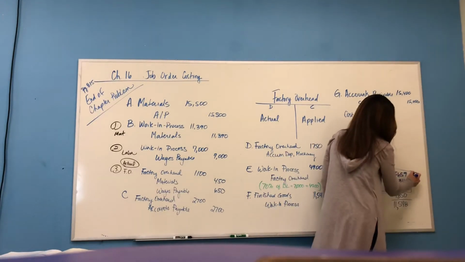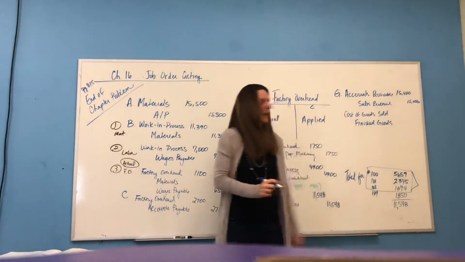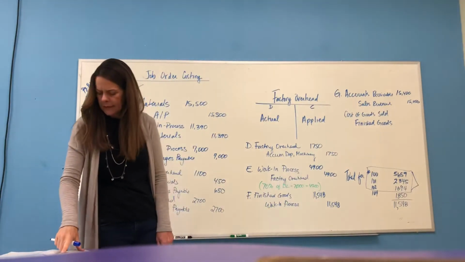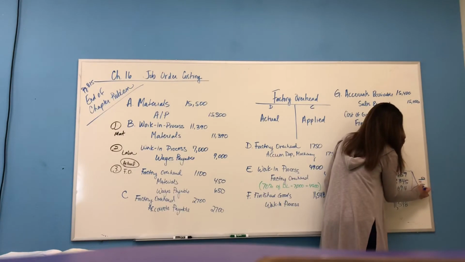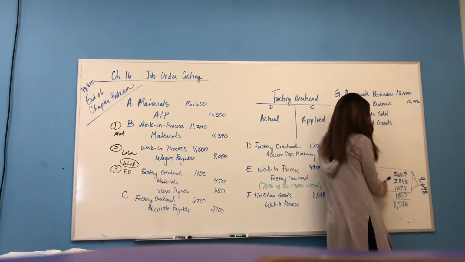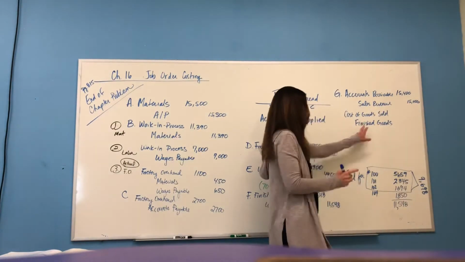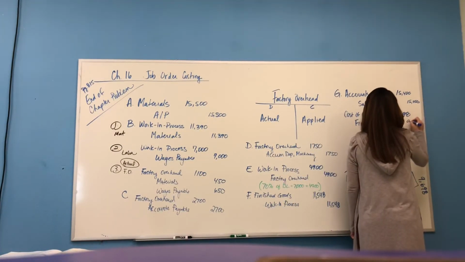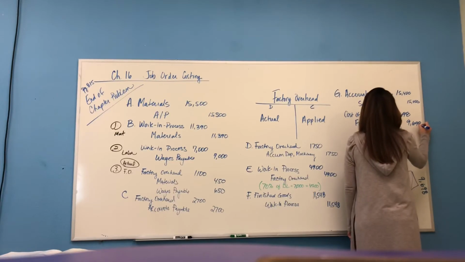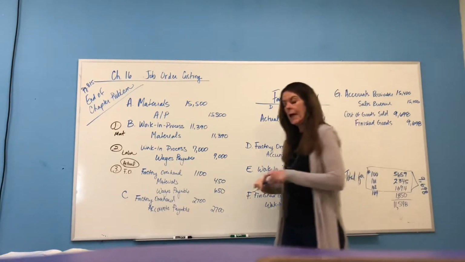And then the total of this total here is 9,698. Those are the ones that I sold. 9,698 were the three jobs that we sold. So that's going to be our cost of goods sold, 9,698. All right, so we'll just review, and then we're all done.